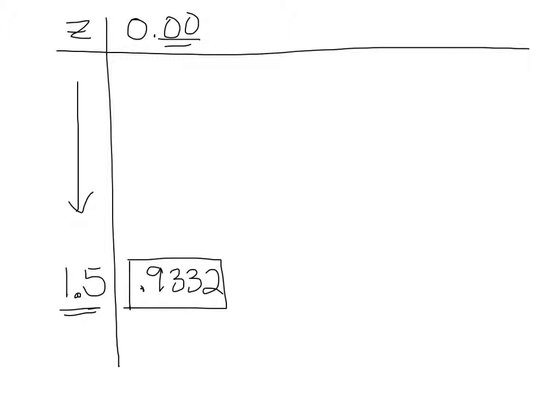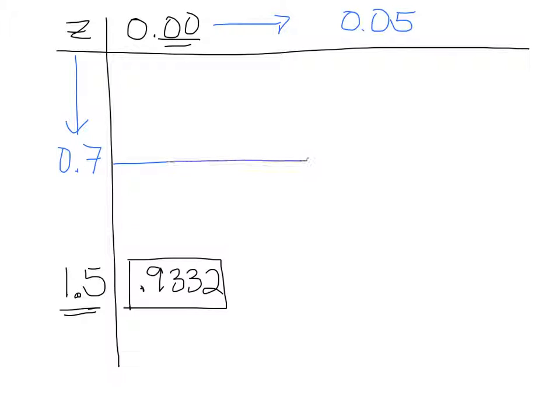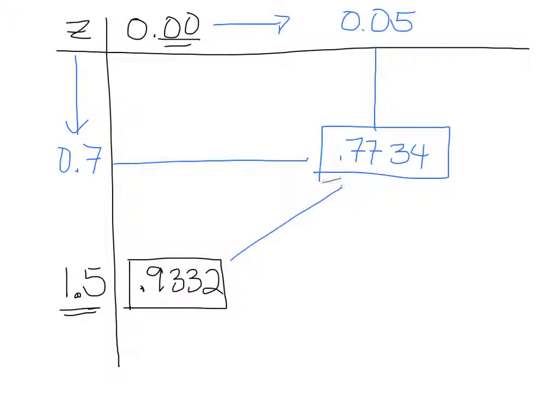Then we're going to do the same thing with 0.75. We're going to scroll down here until we find 0.7, and then we're going to scroll across here until we find the 0.05. That would make it 0.75. And where these two intersect, this is going to be 0.7734.